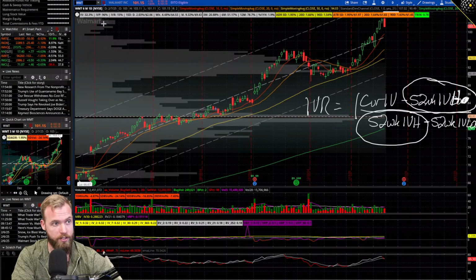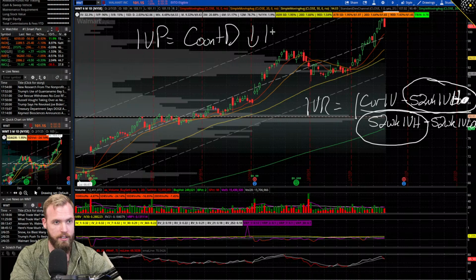And again, the nuance here is if we take a look at IVP, this is simply the count of days with lower IV than today over the period. And in this case, we typically use 252 for a year.